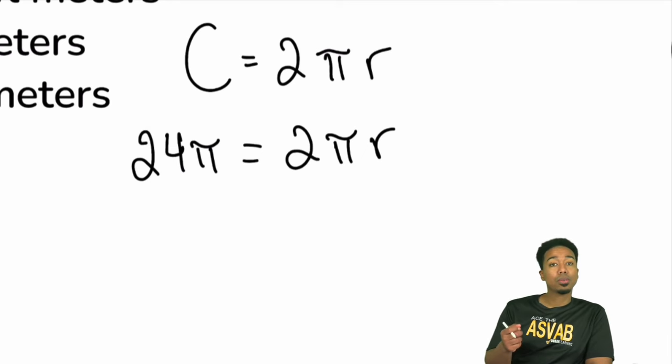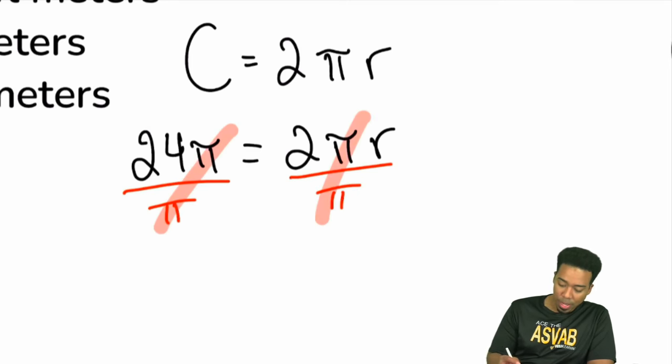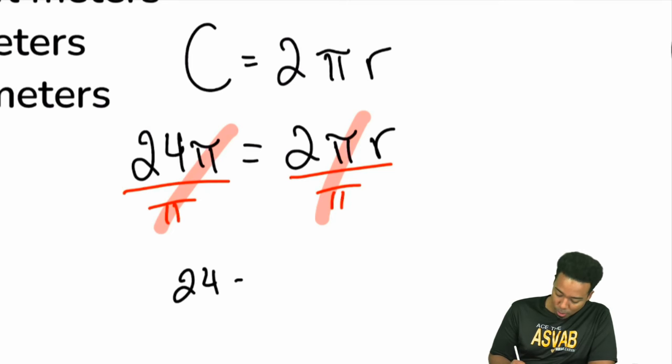When we're here, first thing we can do is divide out the pi from both sides. We can absolutely do that, which will cancel that here, cancel that there. And Neela, that's where you see that you're at here. You have 24 equals 2 times the radius.